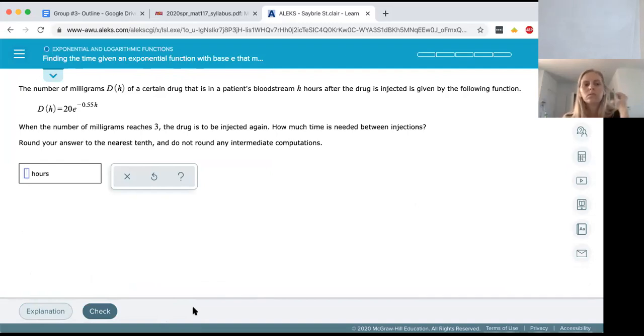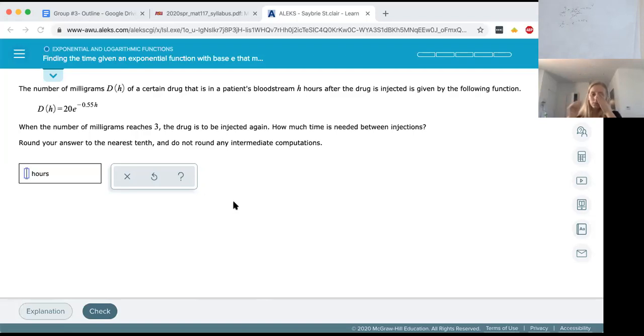Okay, so 3 is the number I'm going to put right here. Hopefully you can see that, 3. And then you have 20 e to the negative 0.55 h, and I'm solving that for h right there. So my first step, I'm going to get rid of that 20. I'm going to divide both sides by 20. And that gives me 3 over 20 equals e to the negative 0.55 h.